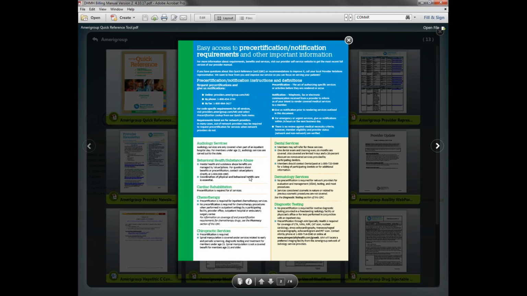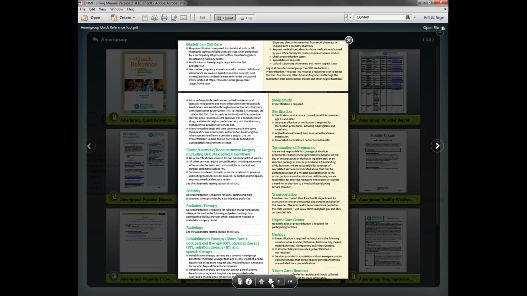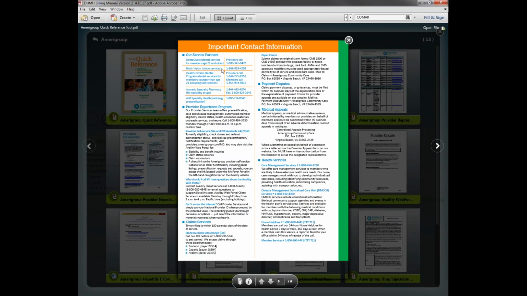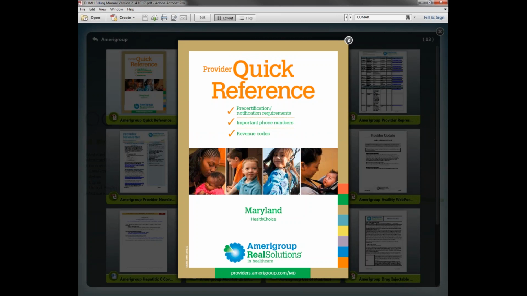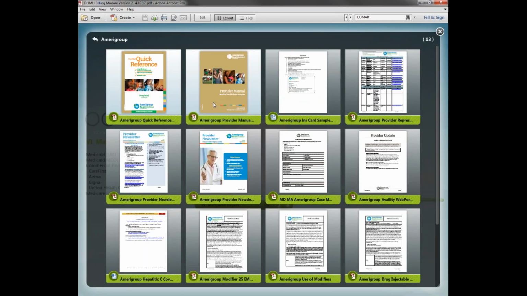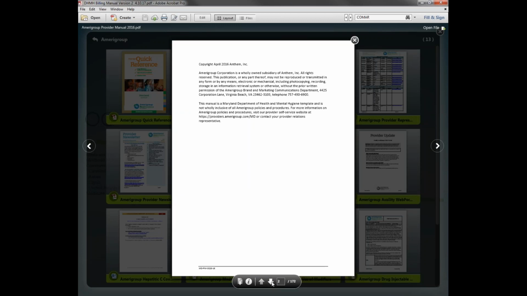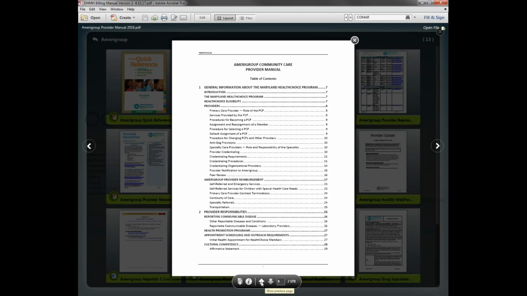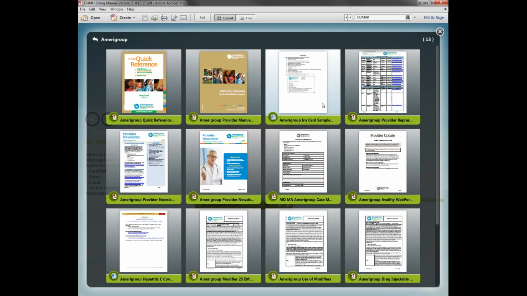It tells you what they require for pre-certification, notification, where they can go for testing if you're sending it, and how to get a hold of the company and what they cover. So these quick reference guides are very, very helpful. And then we also attached copies of the provider manuals, the most updated ones that were available at the time that we put this manual together. It talks about the credentialing, it talks about billing, just about everything you need to know.